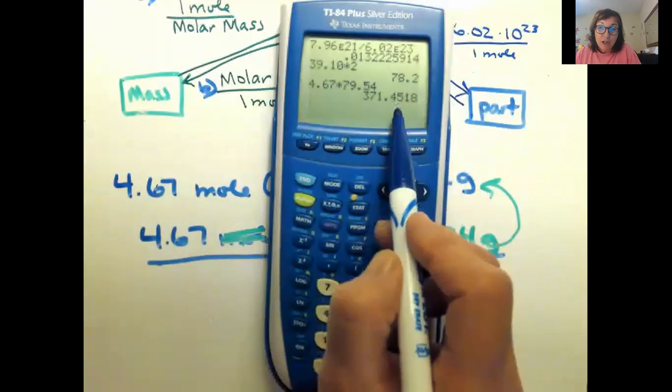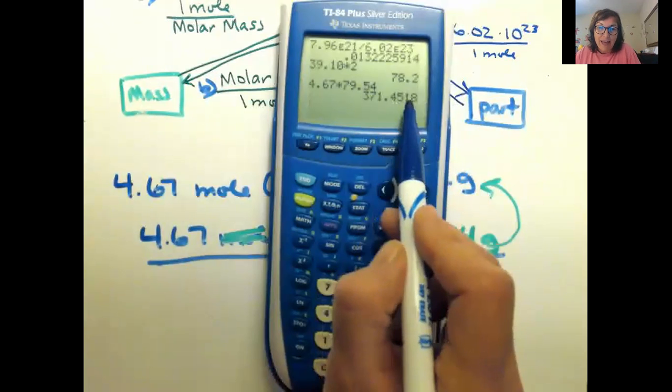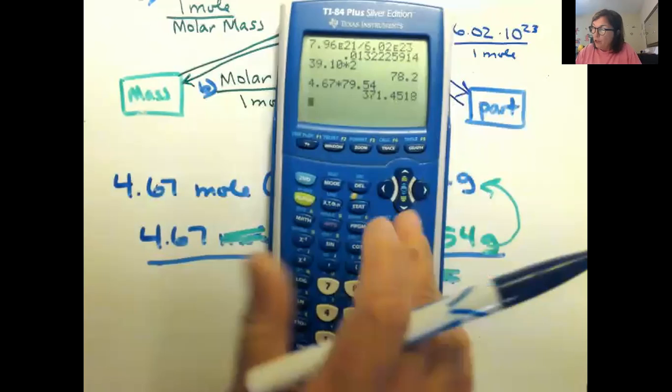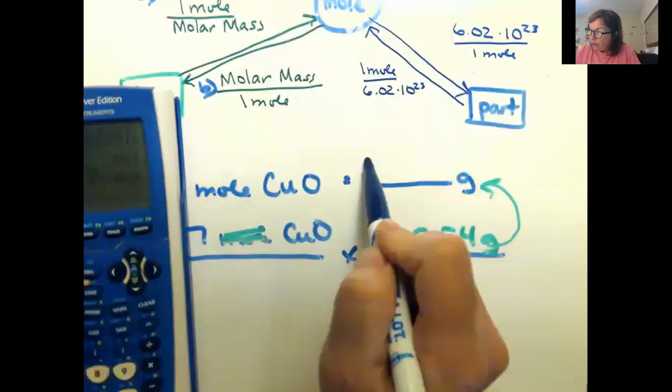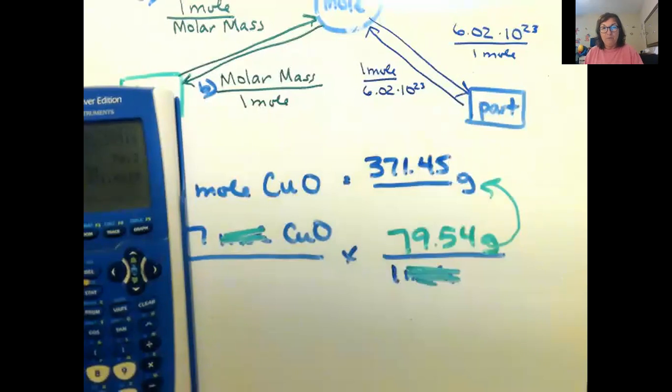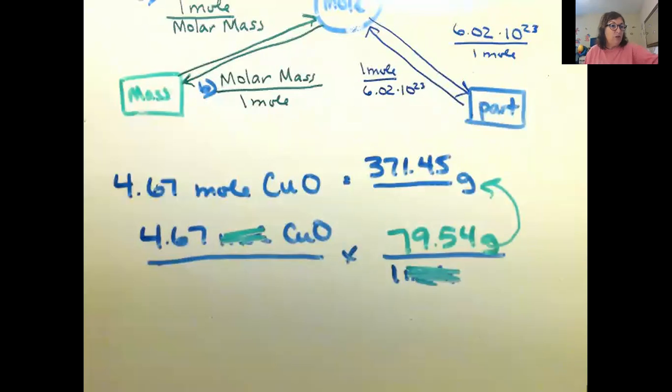2 digits. So 4 and 5. Will that 8? Will that 1 affect that 5? No. So my answer is going to be 371.45 grams. That's how you do mass to mole and mole to mass. Let's do a few more.